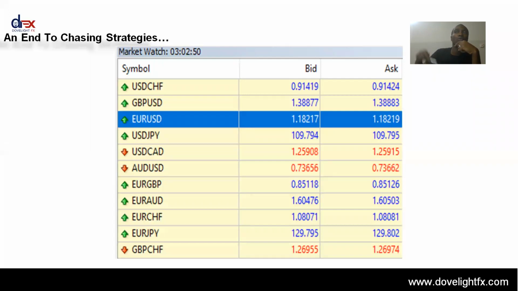I now want to buy. I want to buy from the broker, which means the broker is selling to me. So what am I considering? Is it the bid or the ask, guys?